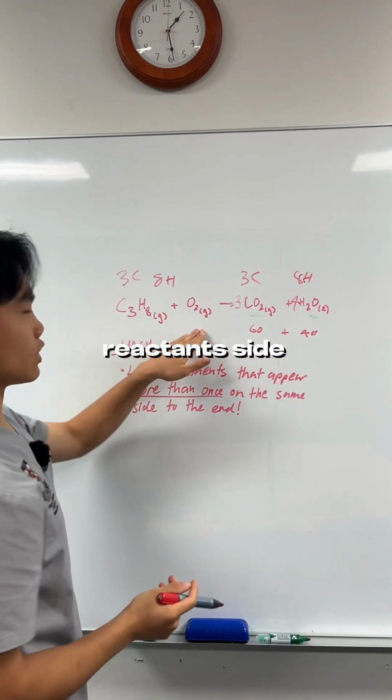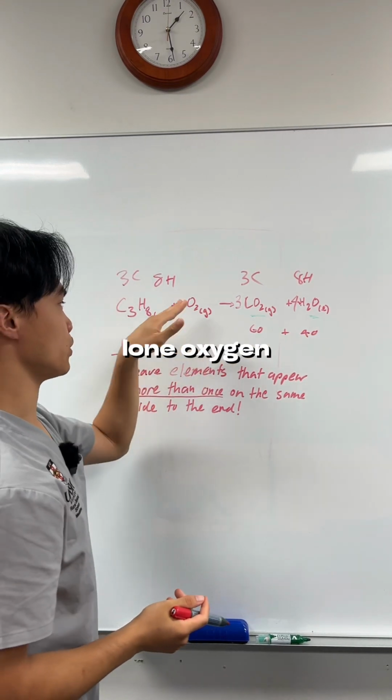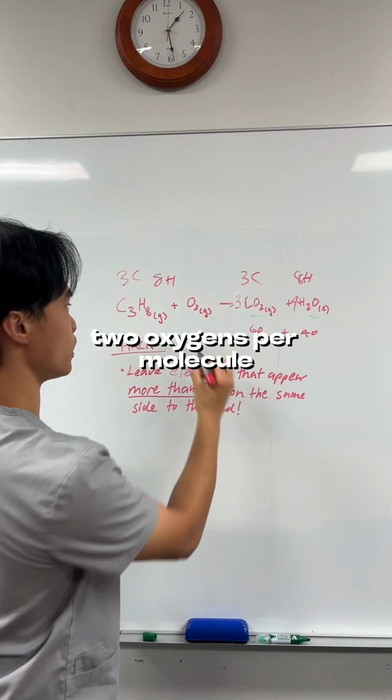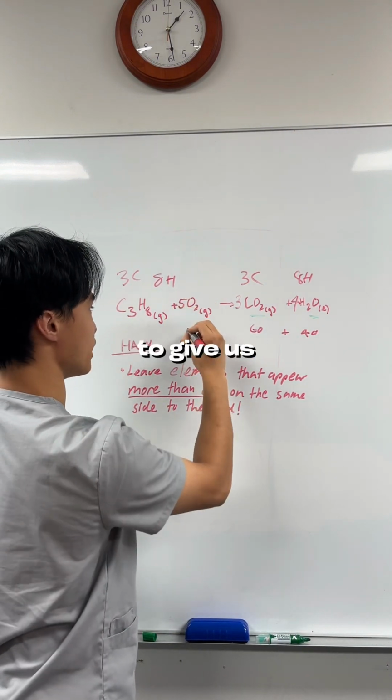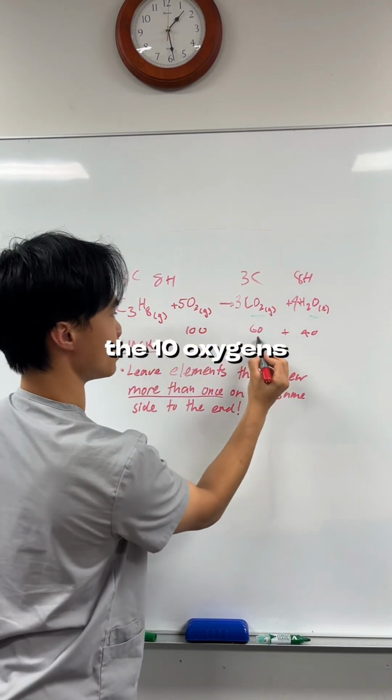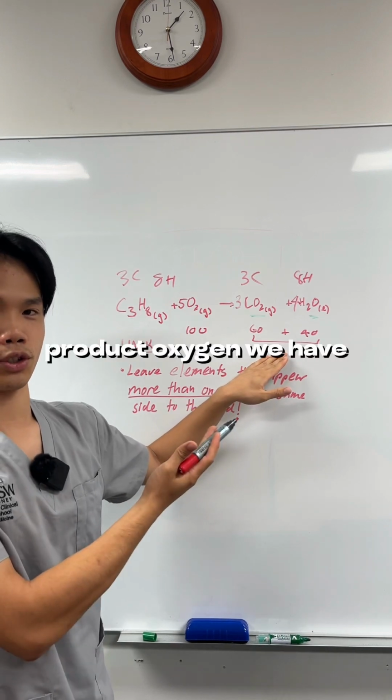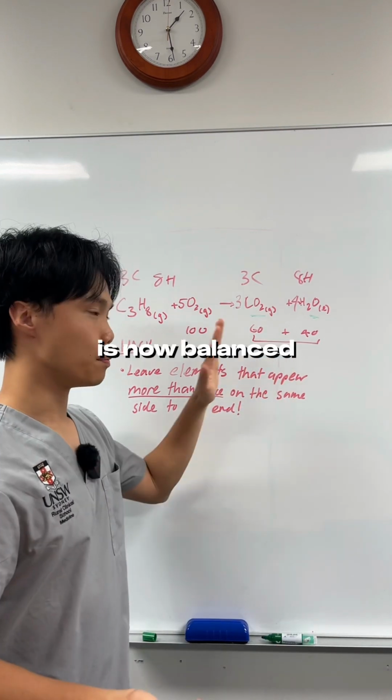And on the reactant side, we have a lone oxygen, which has 2 oxygens per molecule. So we need to multiply this by 5 to give us the 10 oxygens, which is of course equal to how much product oxygen we have. And this equation is now balanced.